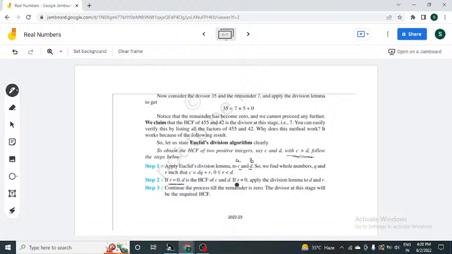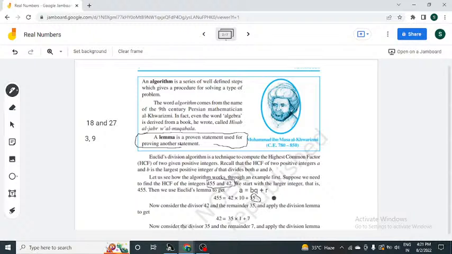Now the next condition says if R is not equal to 0, apply the division lemma to D and R. So basically we have to apply the division lemma to B and R. For the next step, I'm going to write down the value of B and R. So B is equal to 42 and R is 35.